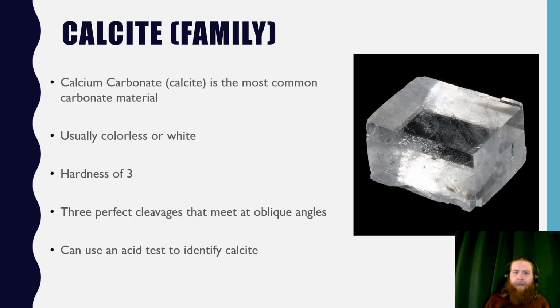The calcite family, or calcium carbonate, is the most common carbonate material. It's usually colorless or white. It has a hardness of 3, and it has 3 perfect cleavages that meet at oblique angles. We can use acid to test to identify calcite. It will fizz up and have a reaction that forms carbon dioxide with hydrochloric acid. You'll be doing this in your mineral lab.